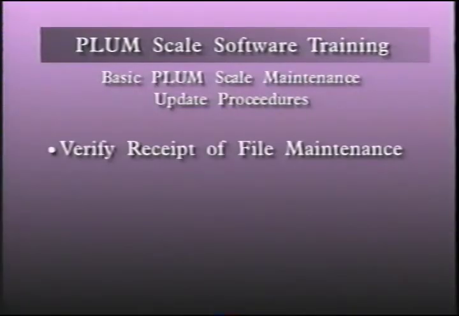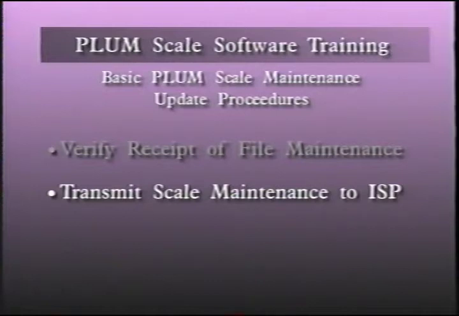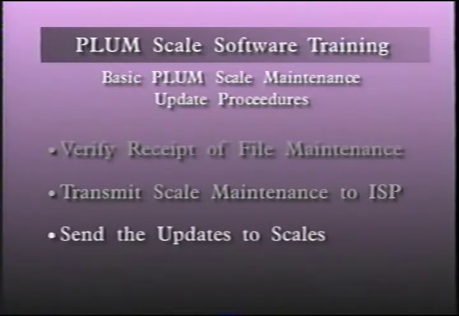Welcome back. Are you ready to get started? The procedure you're about to see is the basic Plum scale maintenance update process. It involves 3 primary phases. First, verify receipt of file maintenance from host. Second, transmit scale maintenance to the ISP. And third, send the updates to the scales. Please follow along in the Plum reference guide starting on page 4.